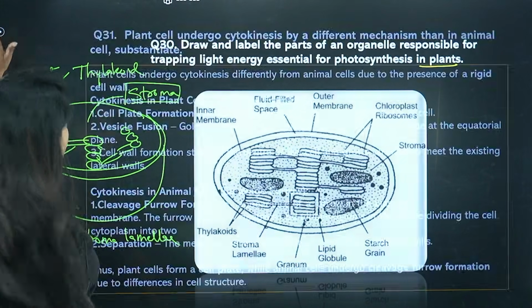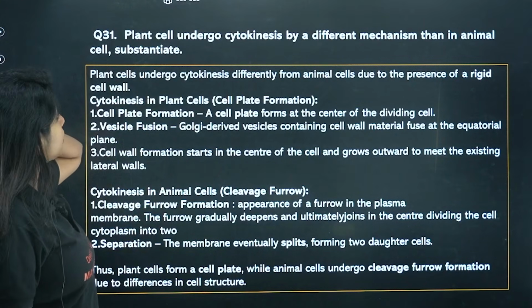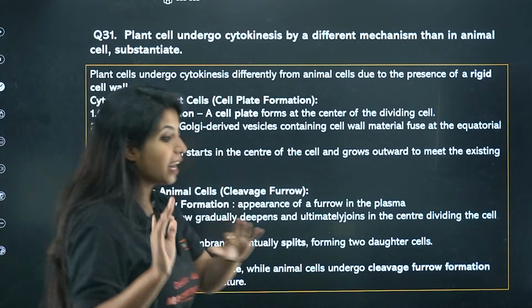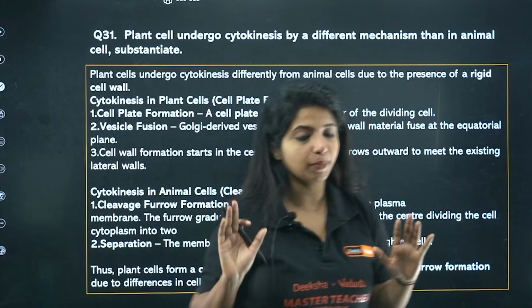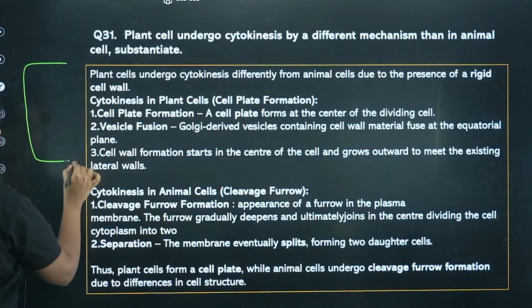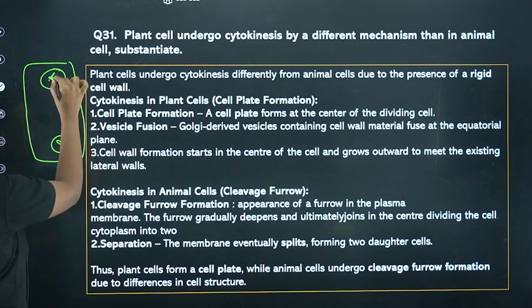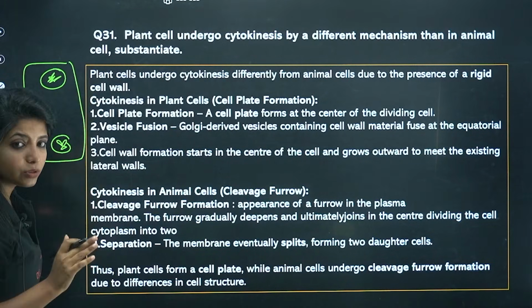Done. Next thing. Plant cell undergoes cytokinesis by a different mechanism than in animal cell. Substantiate. I'll talk about animal cell first because it is very easy to discuss. If we talk about an animal cell which has undergone division, it has a number of chromosomes over here, a number of chromosomes over here. So this is the nucleus and everything, right? How does it undergo cell division?